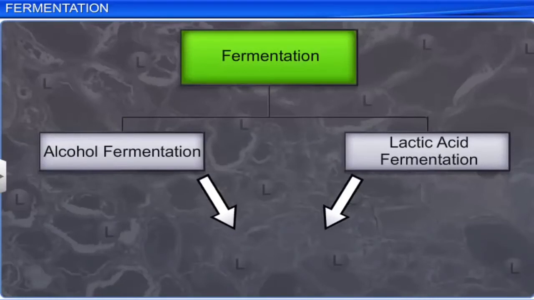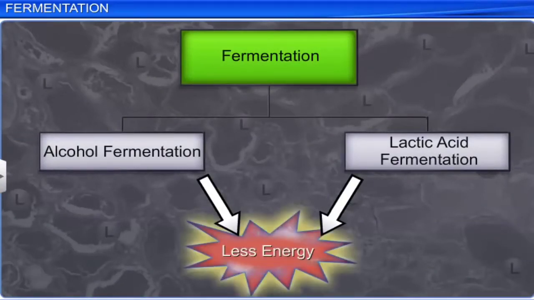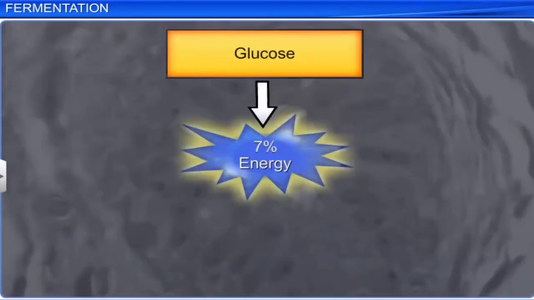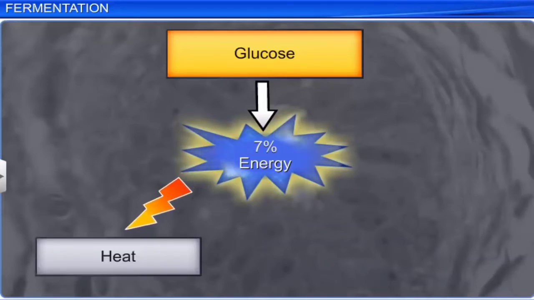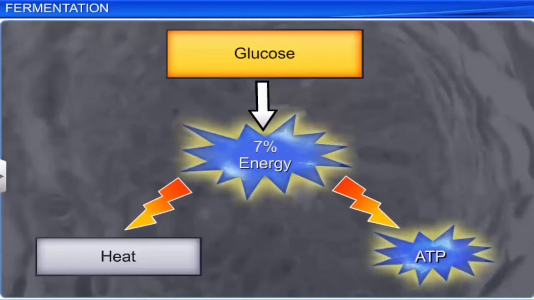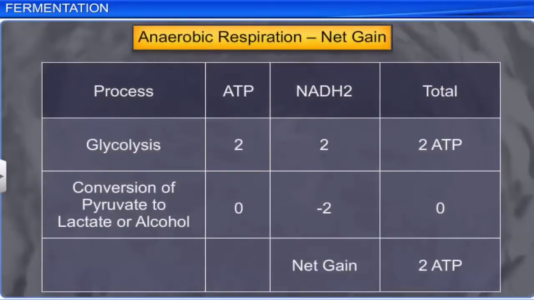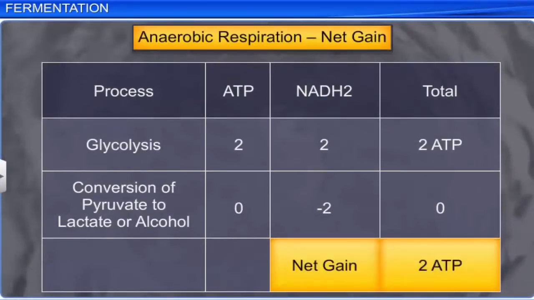Both alcohol and lactic acid fermentation yield less energy. Not even 7% of the energy present in the glucose is released. And of that, only some amount of energy is trapped in the form of ATP. Thus, anaerobic respiration yields a net gain of 2 ATPs after deducting the ATPs required for the preparatory phase of glycolysis.